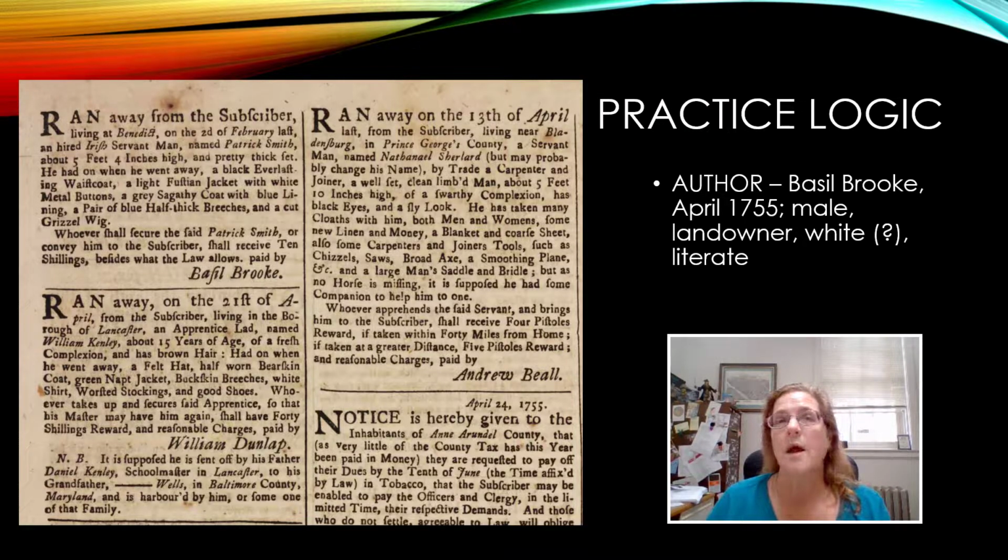Some of these things we know for sure: his name is Basil Brook, and it was written in April of 1755. The other things are my assumptions about him, and that's okay. You're putting down what you think you know about this author. Notice that these are demographic characteristics. This isn't his opinion or his political ideology. This is just, he's male, he's white, he knows how to read.